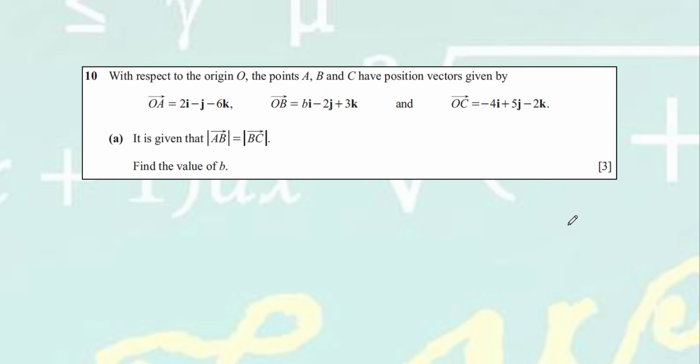Okay, now we move on to question number 10. With respect to the origin O, the points A, B, and C have the position vectors. It's given that the magnitude of AB is same as the magnitude of BC. Find the value of B. Okay, so now get the vector AB first. Vector AB is basically OB minus OA.